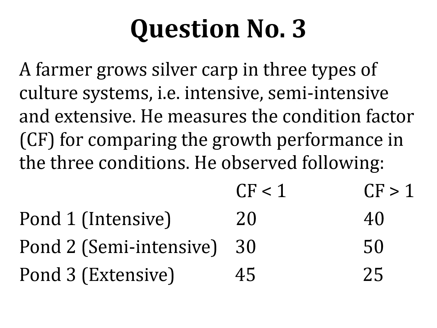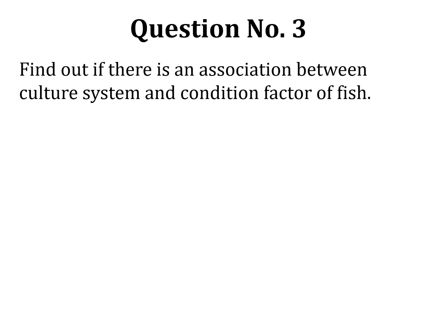Then in pond number 2, which is the semi-intensive culture, the number of fish with condition factor less than 1 is 30, and the number of fish with condition factor more than 1 is 50. And in pond number 3, which is the extensive culture, the number of fish which have a condition factor less than 1 is 45, and the number with a condition factor greater than 1 is 25. So this is our scenario. Now the question is, find out if there is an association between culture system and condition factor of fish.